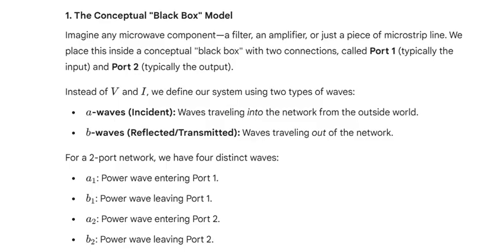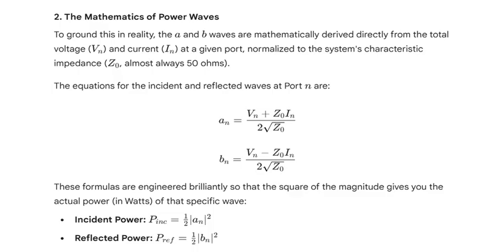For a two-port network, we have four distinct waves: A1, power wave entering port 1, B1, power wave leaving port 1, A2, power wave entering port 2, B2, power wave leaving port 2.